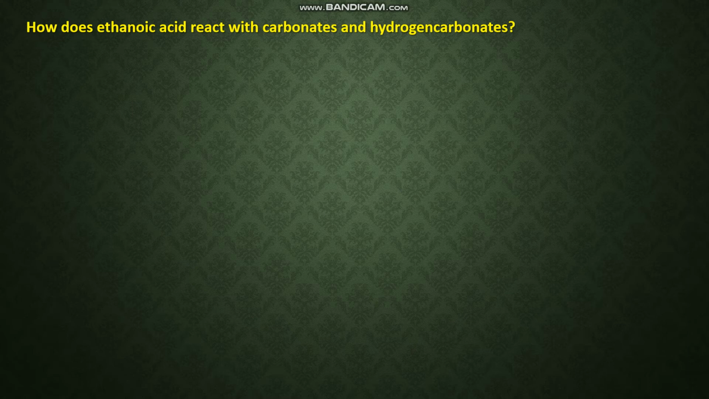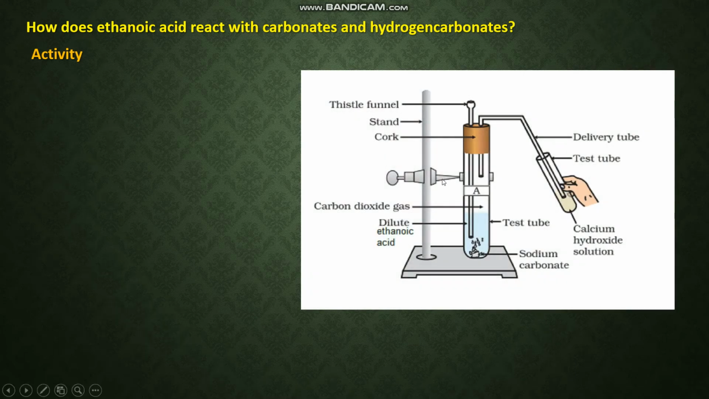Next, how does ethanoic acid react with carbonates and hydrogen carbonates? Let us see an activity. Here is the arrangement of apparatus used in this reaction. A test tube is taken. It is connected with a thistle funnel and a delivery tube, and there is a test tube which has lime water. So how are we conducting this experiment?